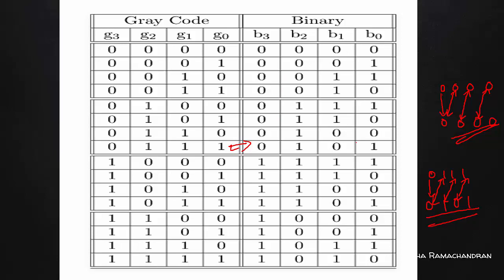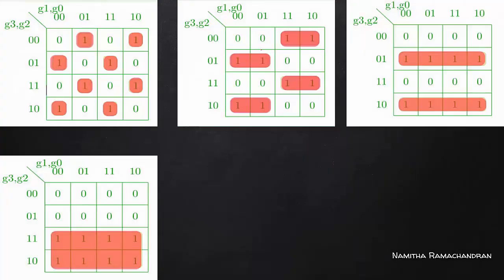And now the second step is we need to derive the expressions for B3, B2, B1, B0. The simplified expressions for B3, B2, B1 and B0. For that we can follow our K-map simplification method. So the first case, for B0, this is the K-map.